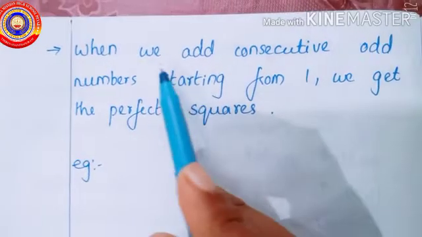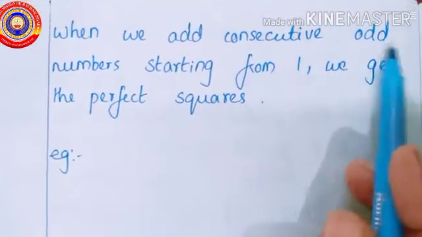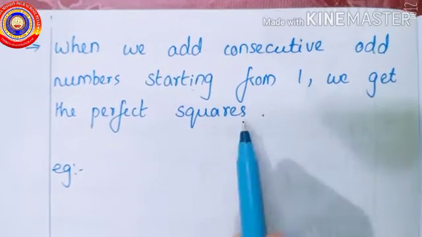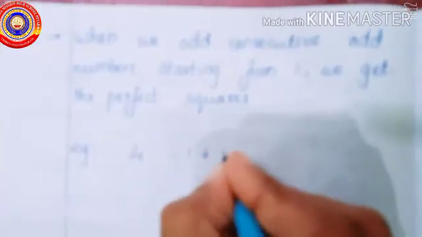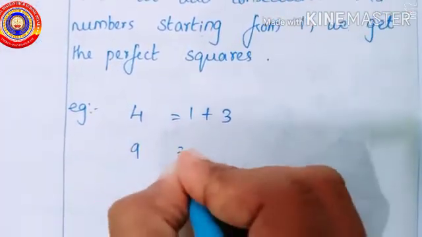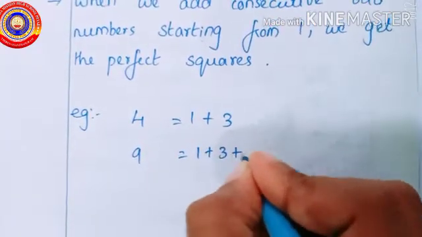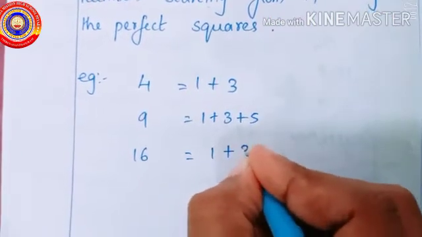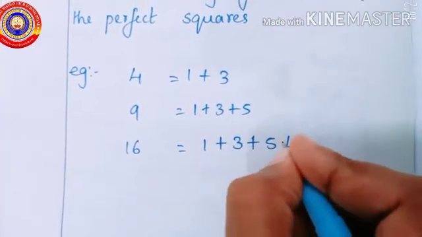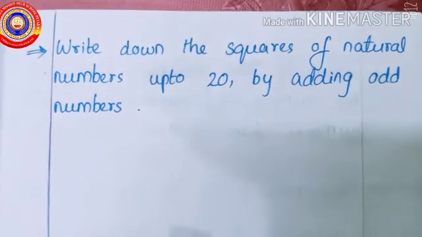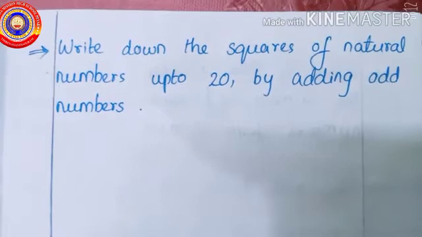When we add consecutive odd numbers starting from 1, we get the perfect squares. For example, 4 is equal to 1 plus 3 and 9 is equal to 1 plus 3 plus 5. And 16 is equal to 1 plus 3 plus 5 plus 7. Like this, we can write the consecutive odd numbers starting from 1.